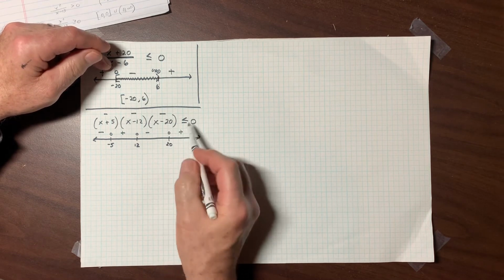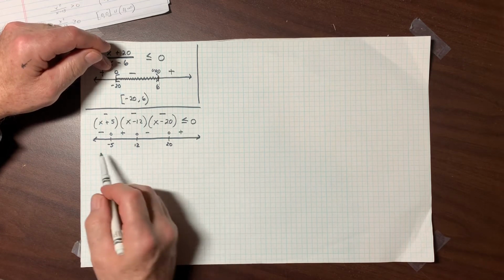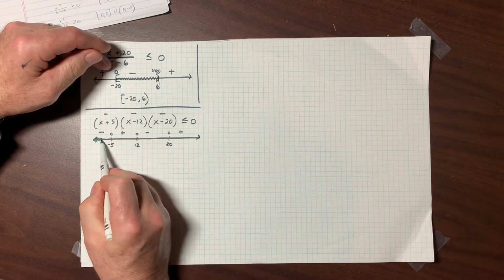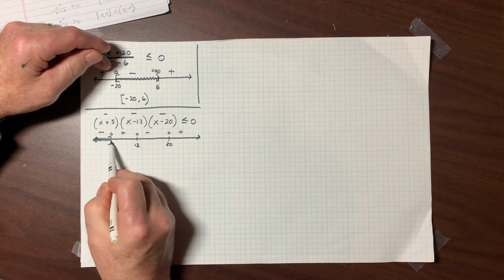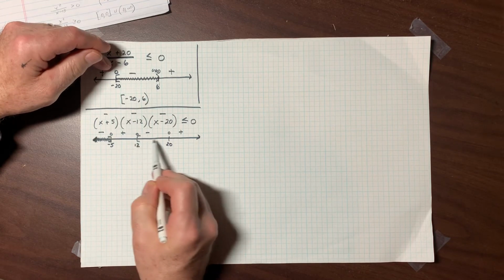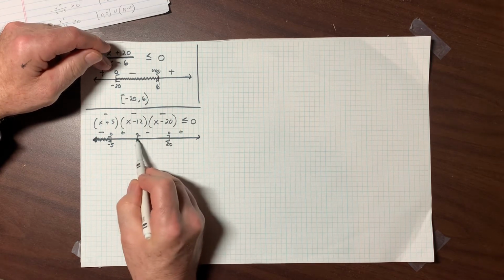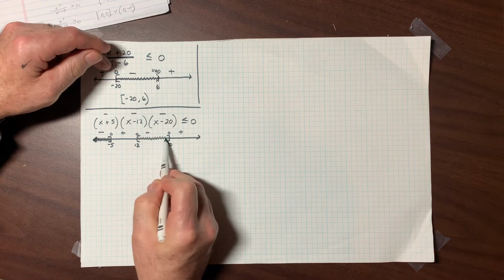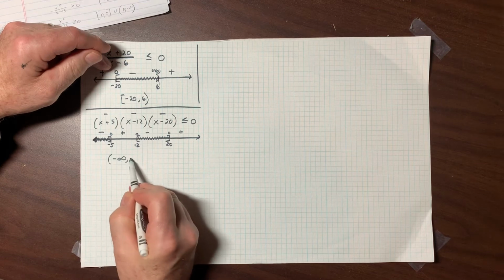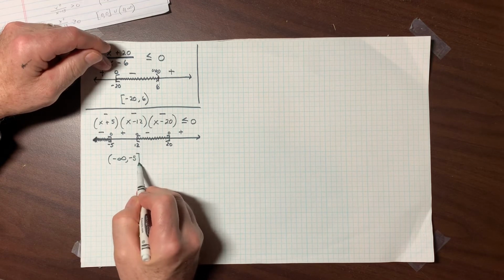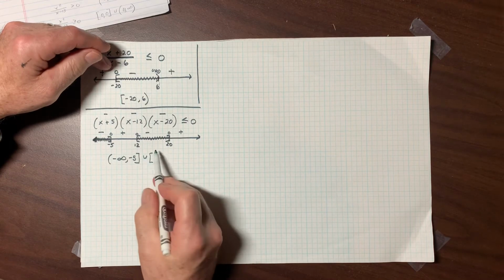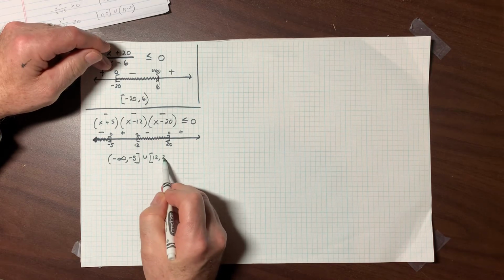I'm interested in when it's negative or 0. So that's going to be this leftmost interval here, and I'm going to include the -5, and it would be the interval from 12 to 20, and I'm going to include those 2 endpoints. So in interval notation, I would have -∞ to -5, square bracket, because it's or equal to, in union with, square bracket, 12 to 20.